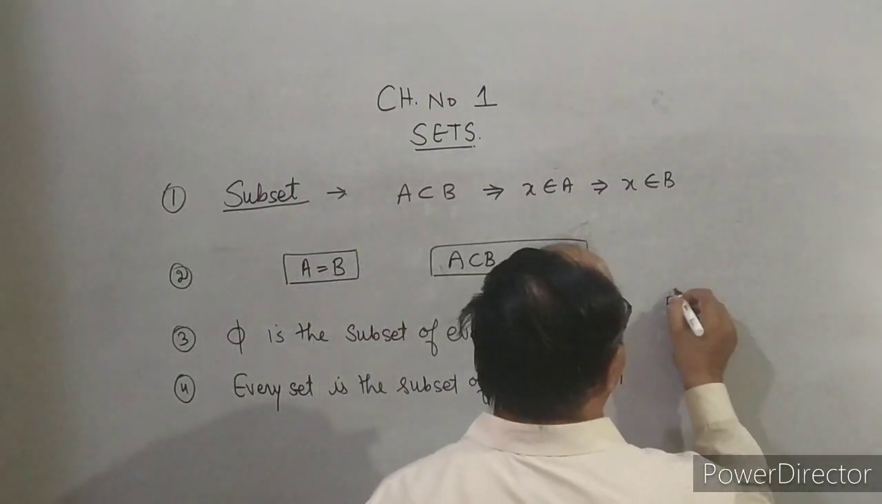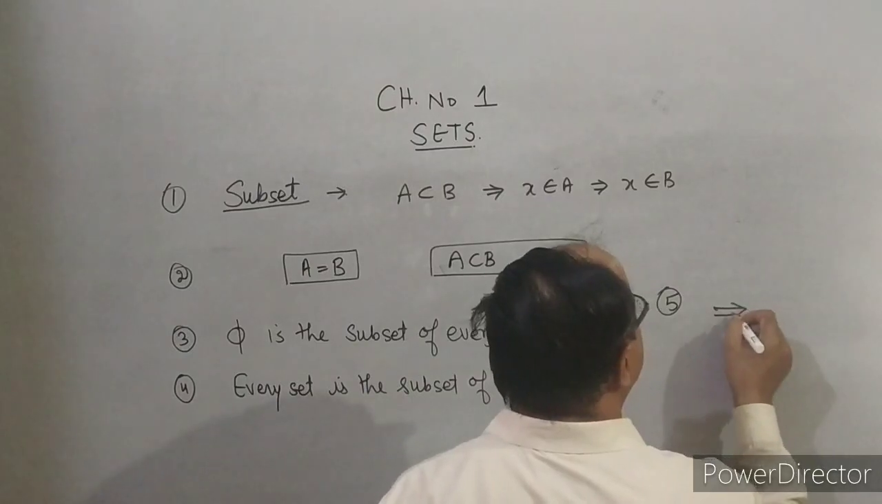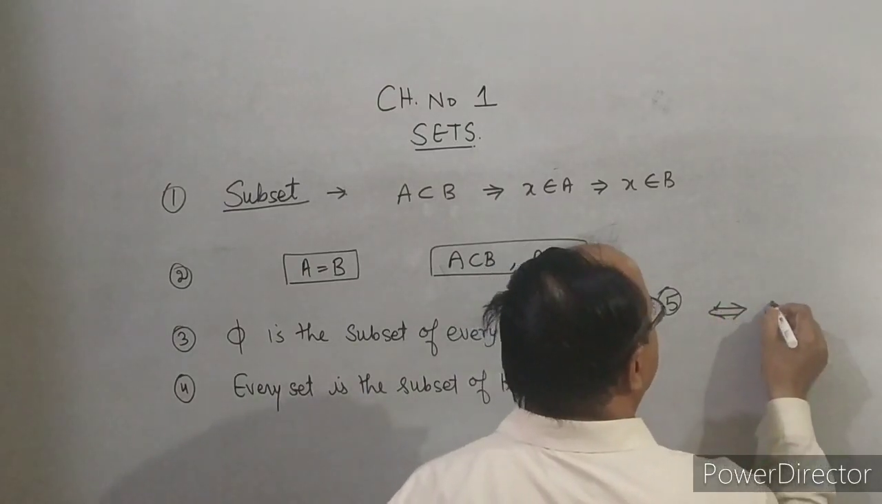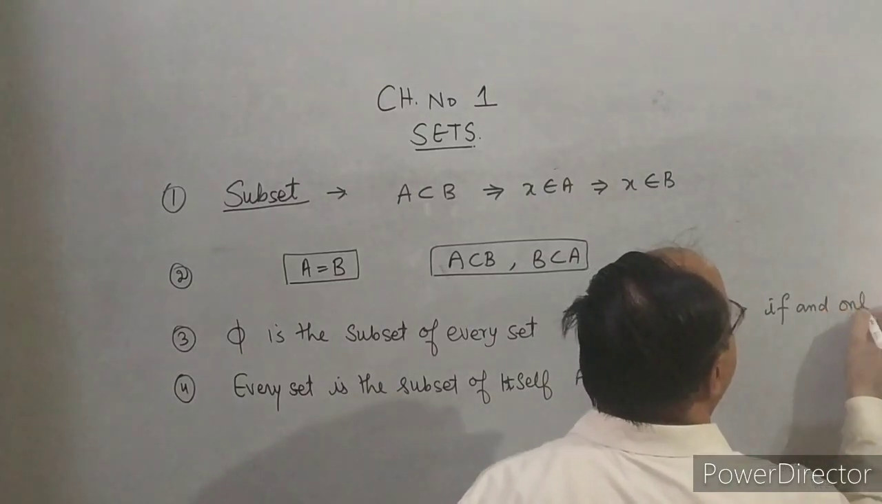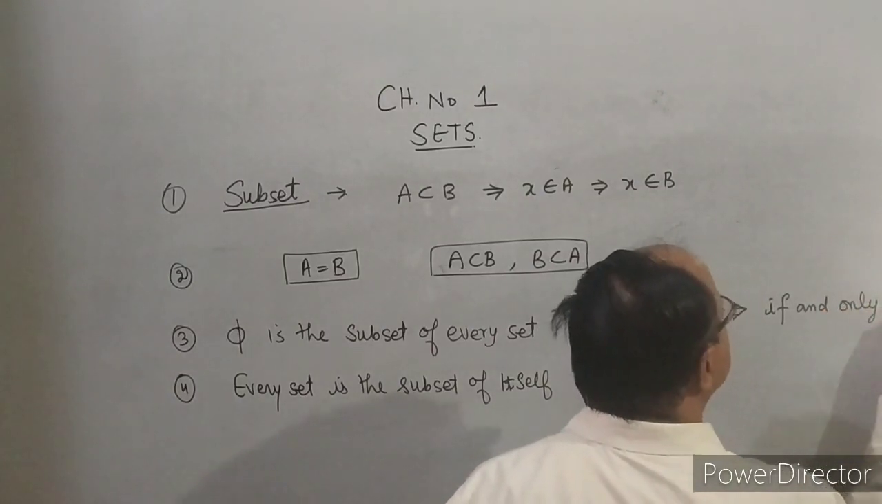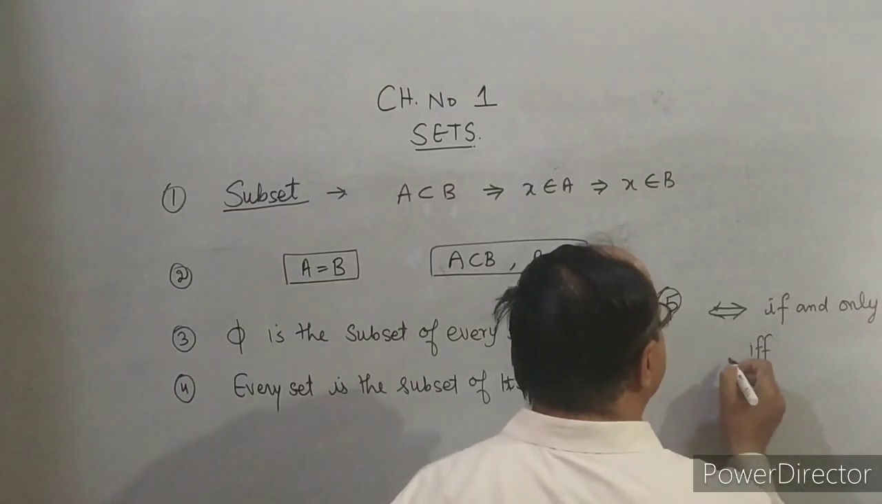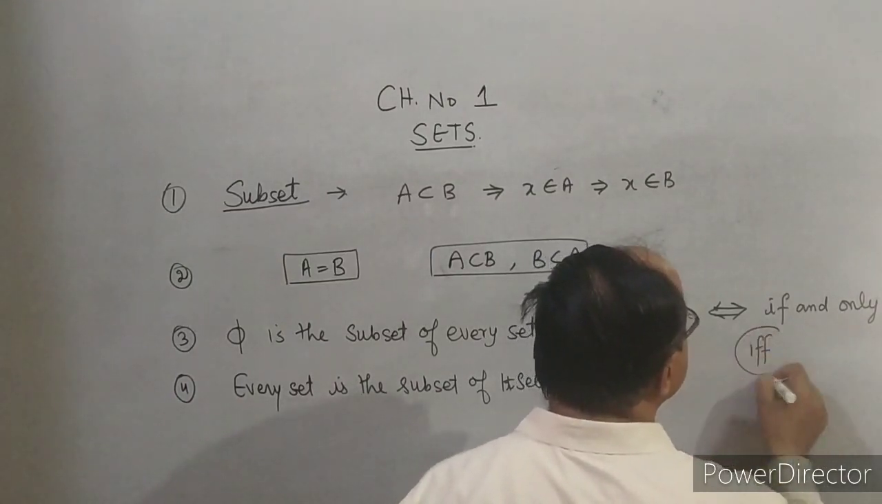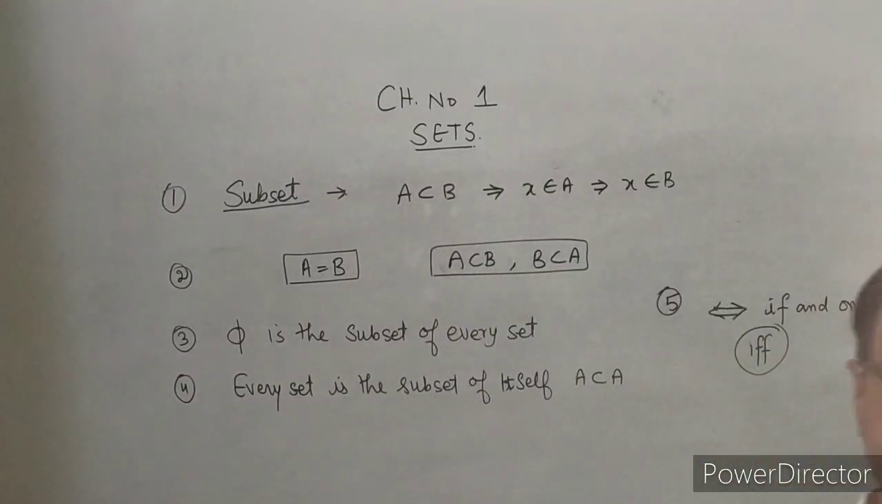Fifth point: what is the meaning of this symbol? It means if and only if, or in the simplest form you can write iff. If and only if. Okay?